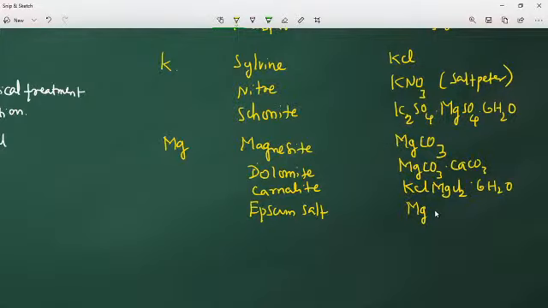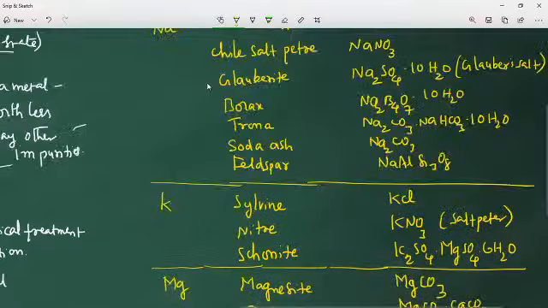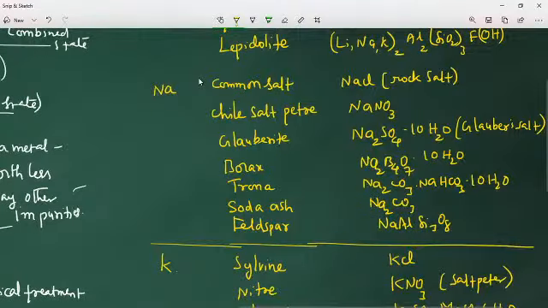Epsom salt. They are the magnesium ores. First we have given lithium, next sodium, after that potassium. Okay, and this is the potassium things, lithium, after that sodium, like that, potassium, all given. Now we are going to discuss calcium cases.